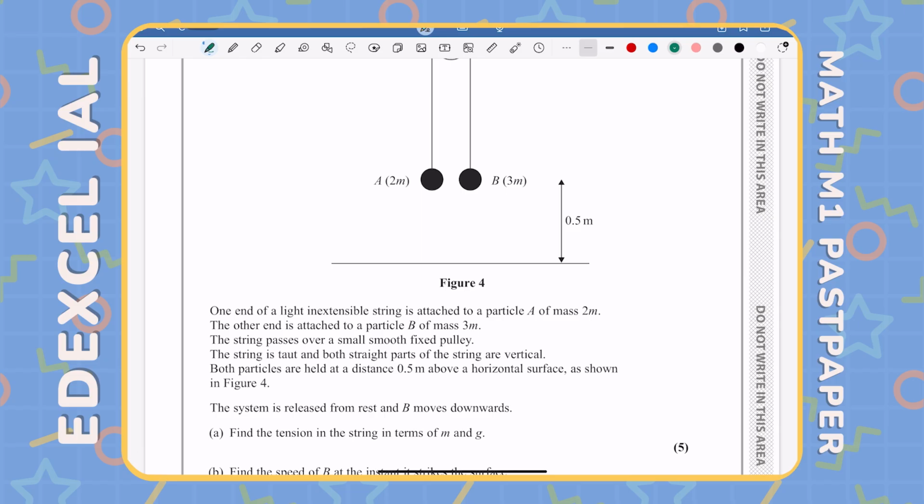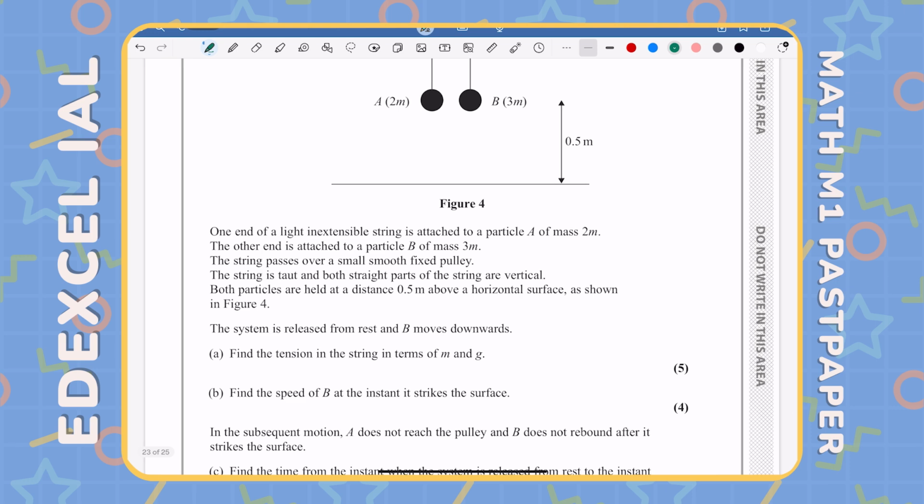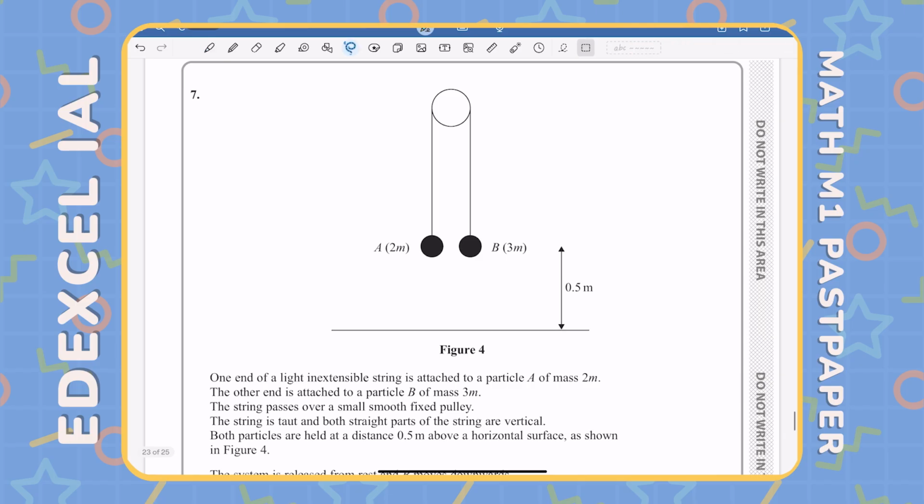Both particles are held at a distance of 0.5 meters above a horizontal surface as shown in figure 4. The system is released from rest and B moves downwards. Find the tension in the string in terms of m and g. Once again, although not for this part but for later parts, we are going to need this diagram again and again. So let's just copy it so that we can use it again and again.